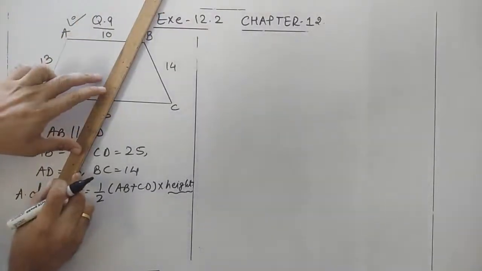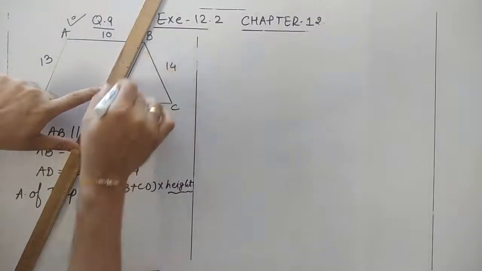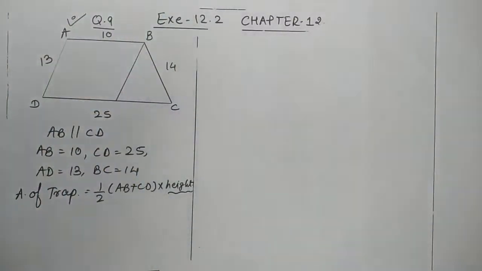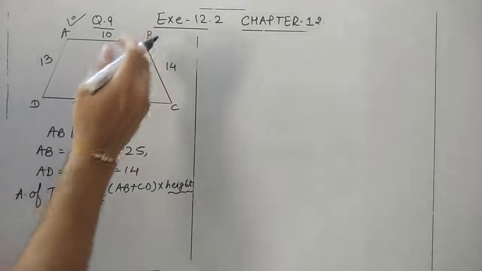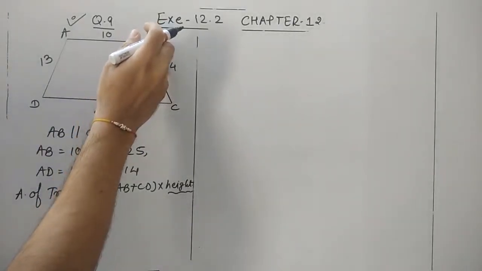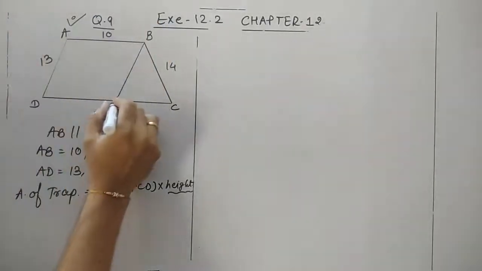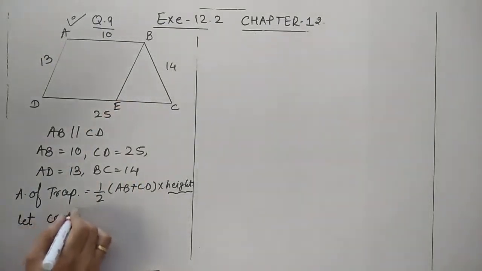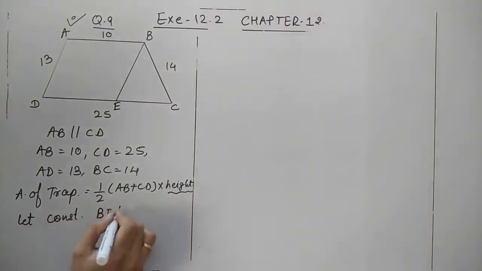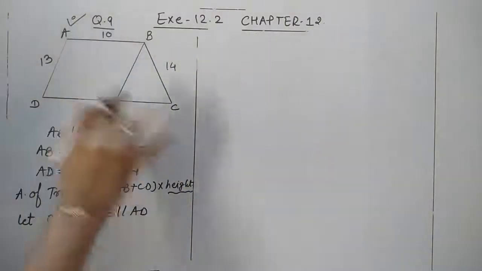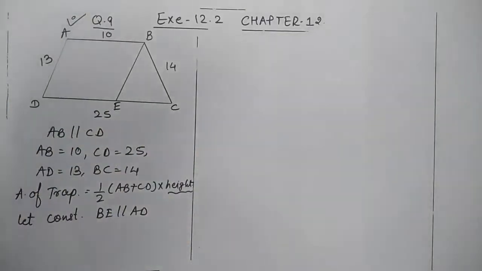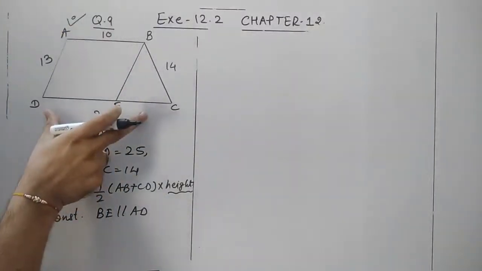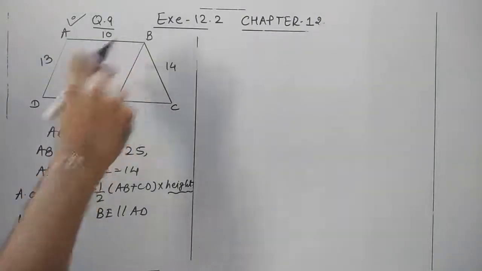So what we'll do here, first of all, we have to construct a segment. You can construct from B or from A. Here I have constructed from B, but remember, when you construct from B, it should be parallel to AD. Let me give the name E. So let's construct BE parallel to AD. Why we are doing all this, I'll explain to you later on. So first you have to remember, I'll construct BE parallel to AD, as AD is already parallel to BC.